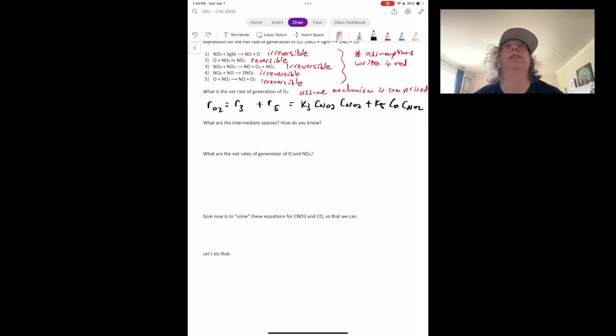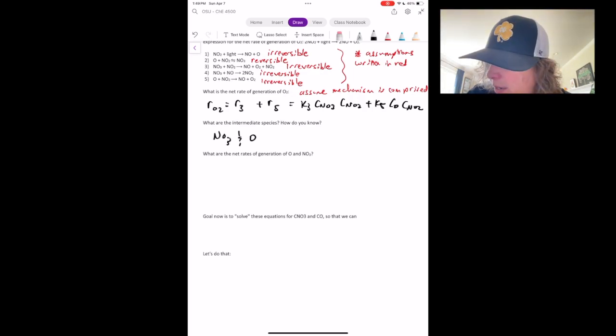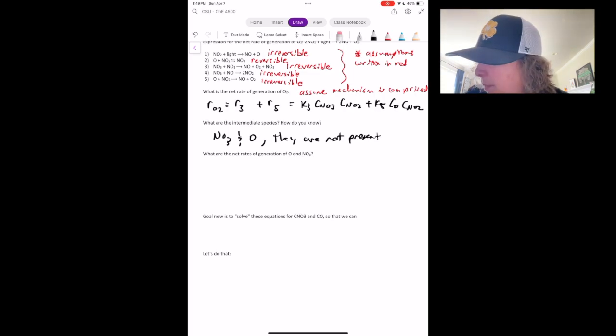Hence, I can't have a rate law that has the concentration of oxygen atoms in it, because I don't ever know what that is. So I need to come up with an expression for C_O. And also, I'm going to come up with an expression for C_NO3 for pretty much the same reason. So my intermediate species are NO3 and O, and I know this because they are not present in the main reaction.